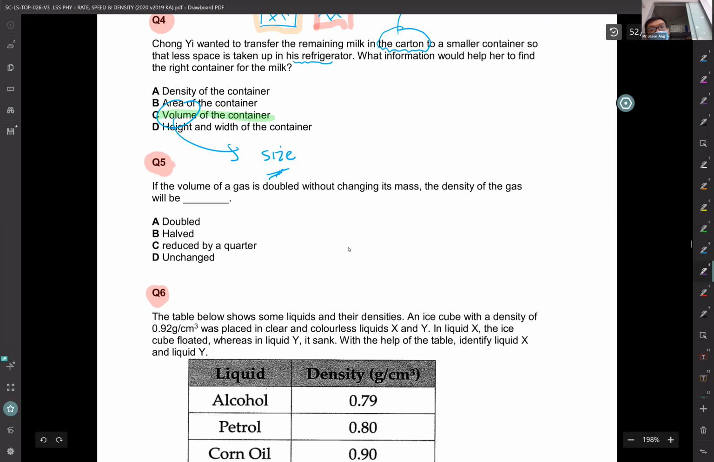Let's understand the word without changing its mass. What did I say is the meaning of mass? The amount of substance, right? The amount of substance. What does it mean when we say the volume is doubled? What does the word volume mean? Volume means the space. Remember, I kept talking about the word space and size. If you know that volume refers to space occupied.